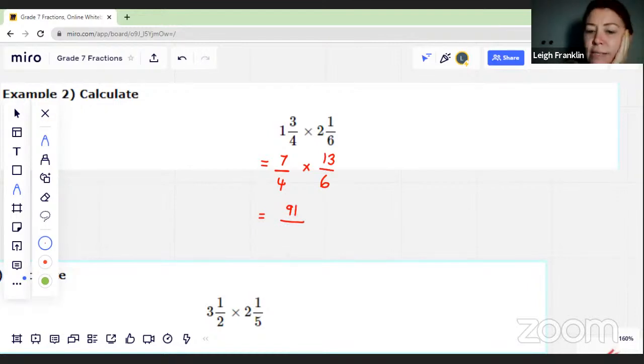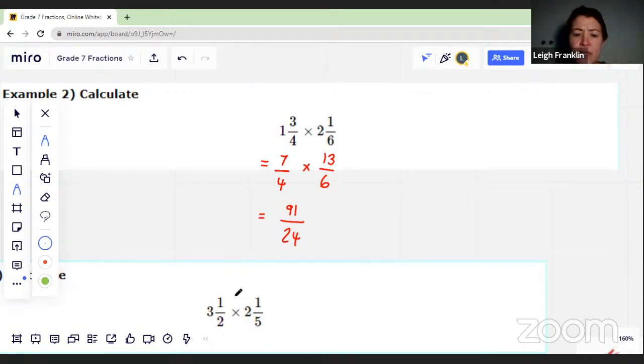24. Indeed, good. Well done, grade 7s. Excellent. And again, if they wanted us to write that as a whole number, we would be able to do that. How many times is 24 going to go into 91? Ma'am, I think twice. Okay.